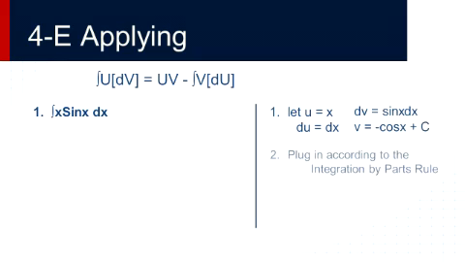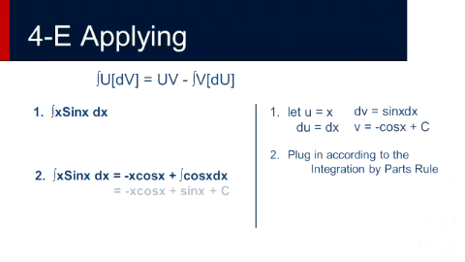And so we would let u equal x and take the derivative of that, we get du equals dx. And what we would be left with is sine x dx, which would be equal to dv, and then we take the antiderivative of that. The antiderivative of sine x dx is negative cosine x plus c. And so now all we have to do is plug in according to the integration by parts rule, which is uv minus integral v times du.